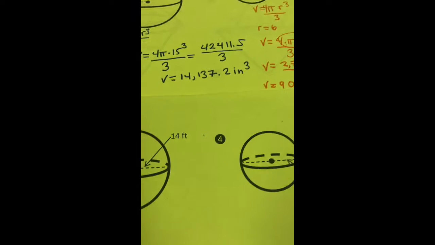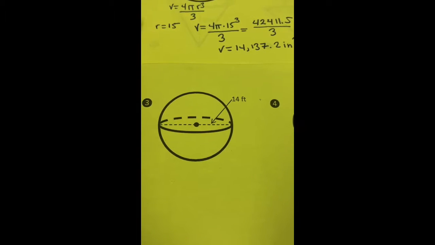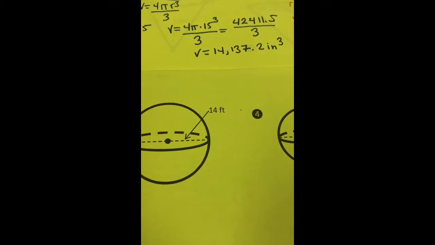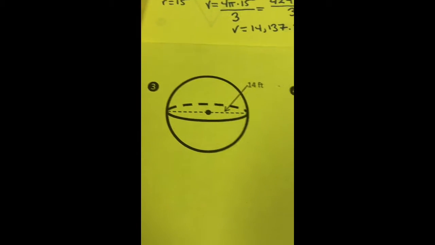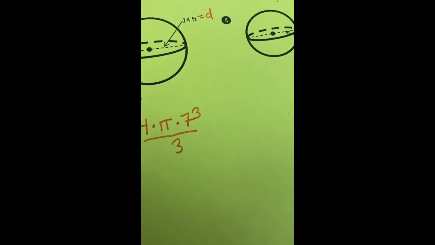All right, let's look at number 14. I mean, not number 14, number 4. So here, be careful, because when you look at this sphere, what is one observation that you made? Hopefully you notice that it's giving us the diameter, and we don't want the diameter. We want our radius. And so the radius is going to be half of 14, so we're using 7. So when we find our volume, we're doing 4 times pi times 7 cubed, and then we divide all of that by 3. Everybody got that?